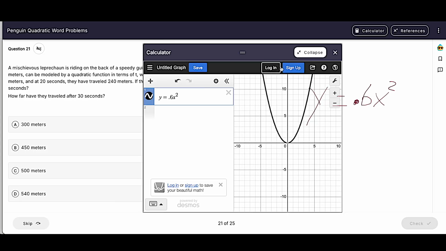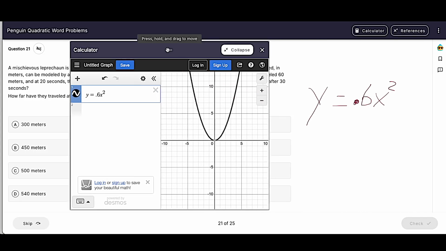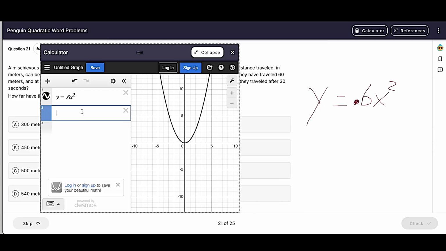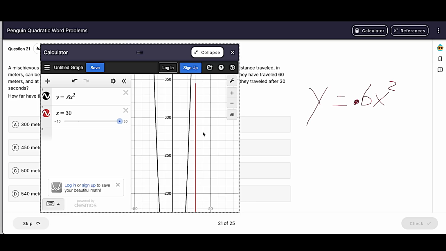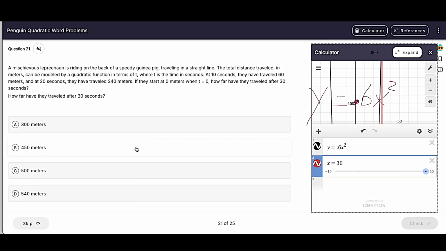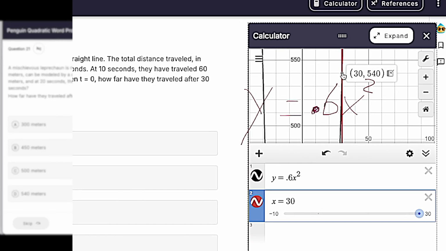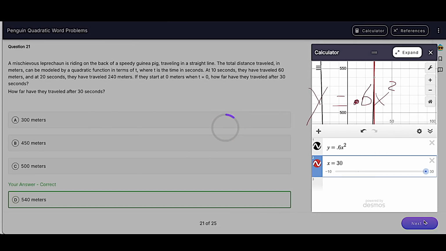And it was asking us how far have they traveled after 30 seconds? So remember, seconds is going to be x. So if we say x equals 30, back up, back up, back up, and we're looking for this point of intersection up here, 520. So our answer, wow. Okay. Whoopsies, 540. I was about to lose my mind. There it is, 540. Ta-da. Yeah, so that's how you go about that one.